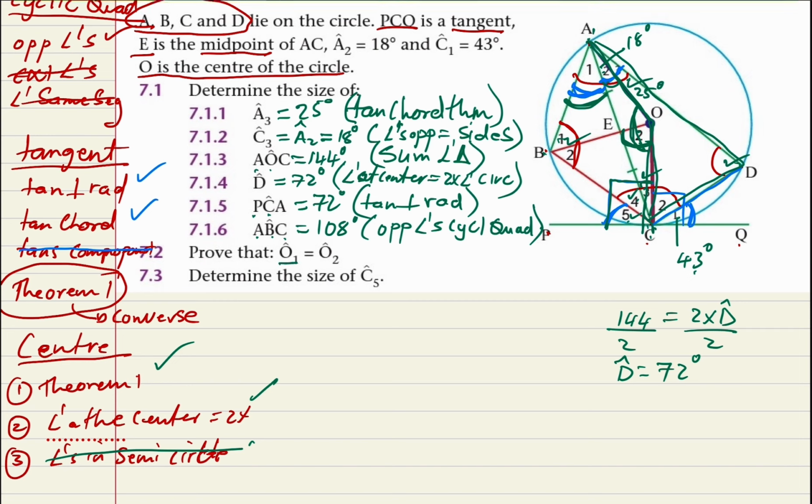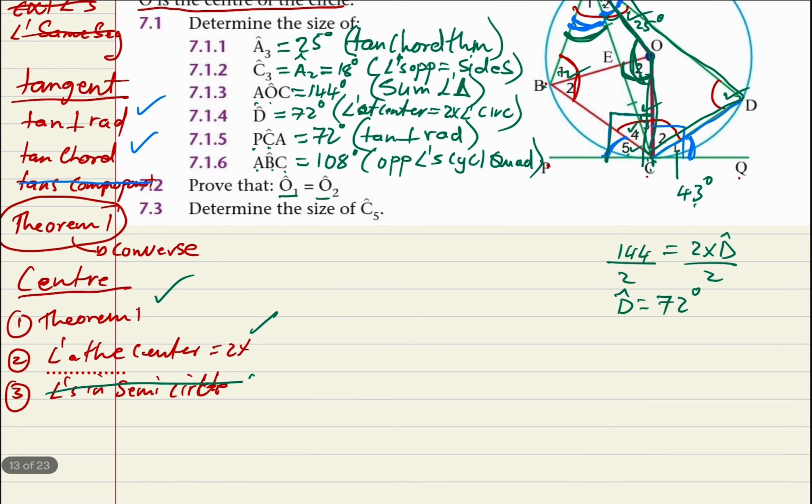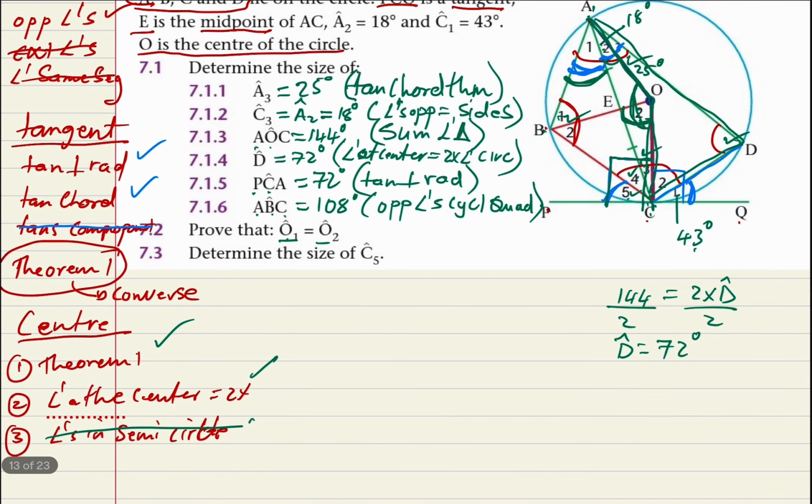Then prove that O1 is equals to O2. This is very important, guys. Prove that O1 is equals to O2. How can I prove that one? Remember that that was a midpoint, right? So since there was a midpoint, that means step number one to prove this, let me prove it here. For me to prove that this one and this one are equal, I would have to prove that this is 90 degrees. Angle E is 90 degrees.